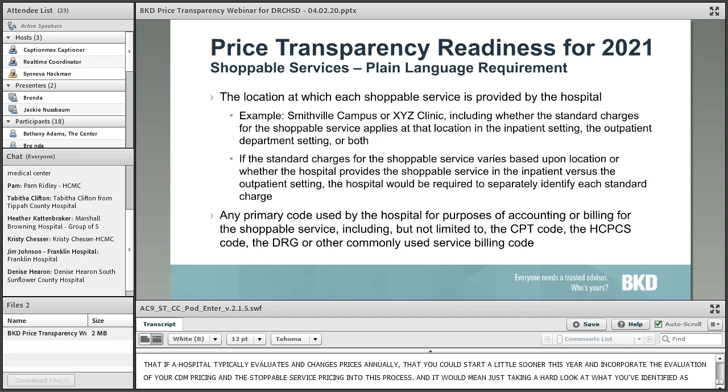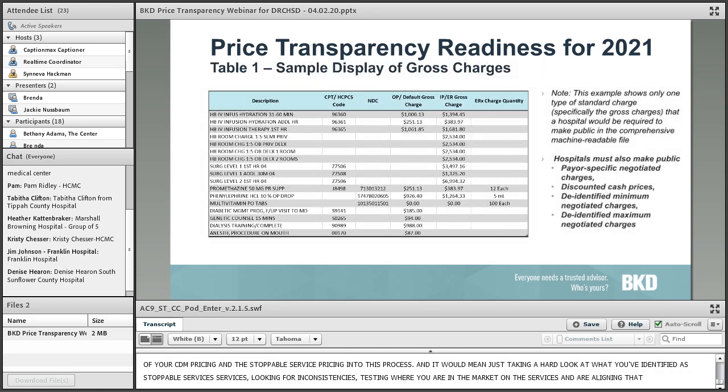And it's because of some of these differences that we would suggest that if a hospital typically evaluates and changes prices annually, you could start a little sooner this year and incorporate the evaluation of your CDM pricing and those shoppable service pricing into this process. And it would mean just taking a hard look at what you've identified as shoppable services, looking for inconsistencies, testing where you are in the market on these services, and aligning that with your overall pricing strategy for the upcoming year.